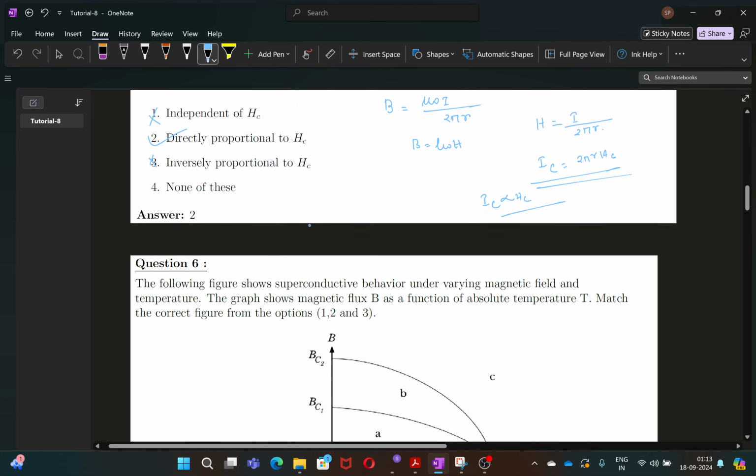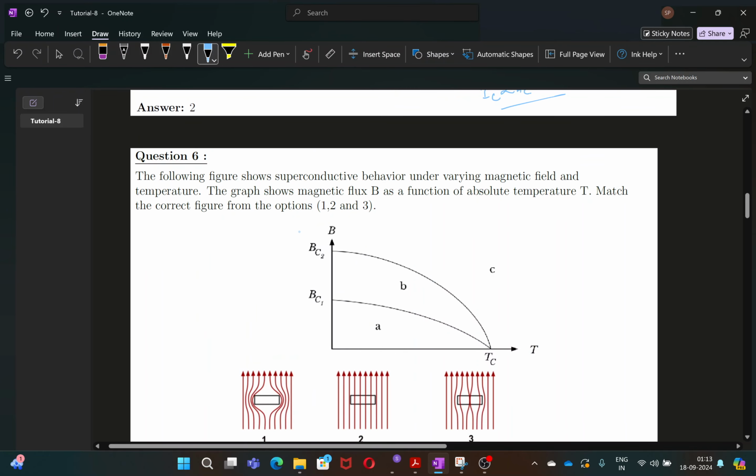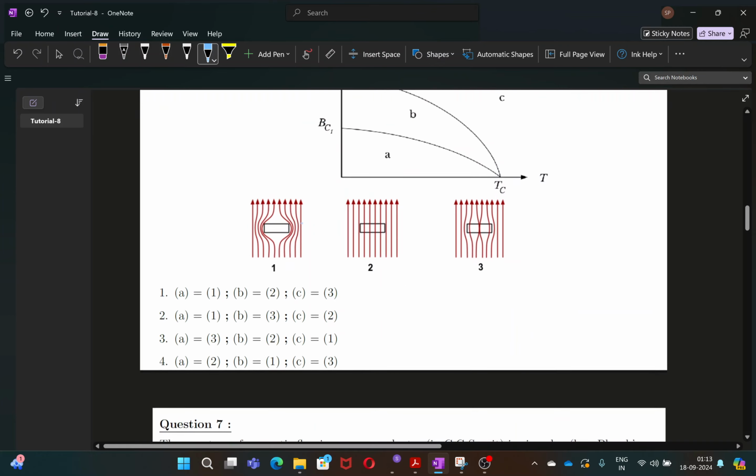So it is done. Then in question number 6, it is asked that the following figure shows superconducting behavior under varying magnetic field and temperature. The graph shows magnetic flux B as a function of absolute temperature T. Then match the correct figure from the options.